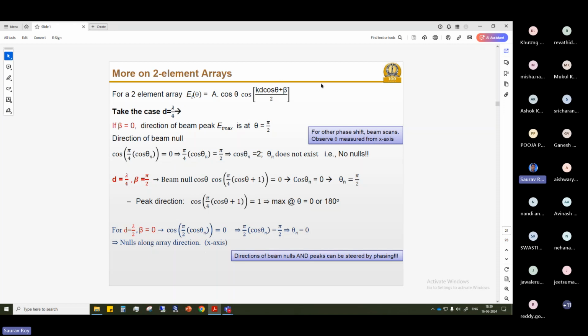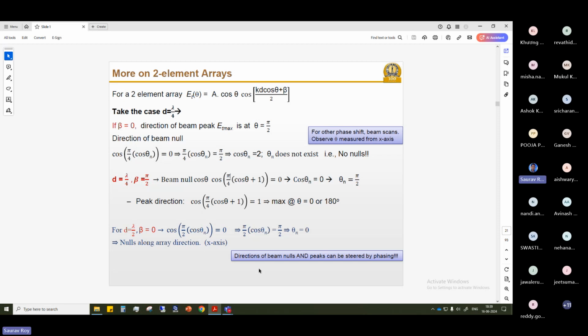Now for a null, what happens? The in-between term has to be an odd multiple of pi by 2, that is, 2n plus 1 into pi by 2. That is how we write it. If you solve this equation, it generally becomes cos theta equals 2. That does not have any solution, because cos is less than or equal to 1. So no nulls.